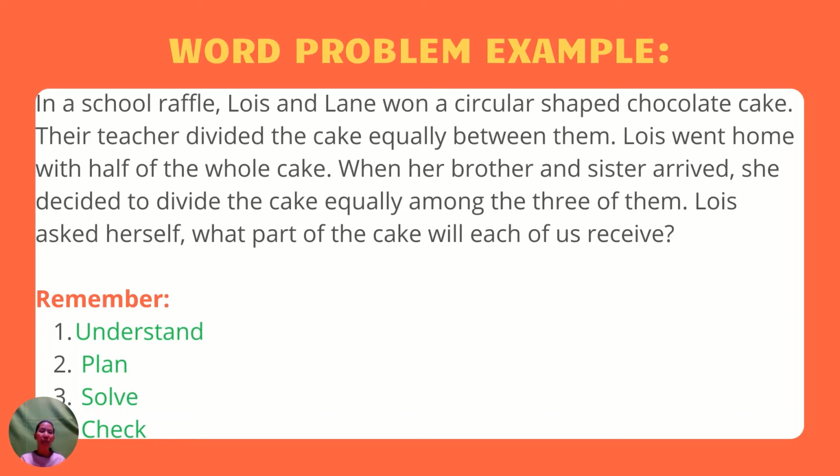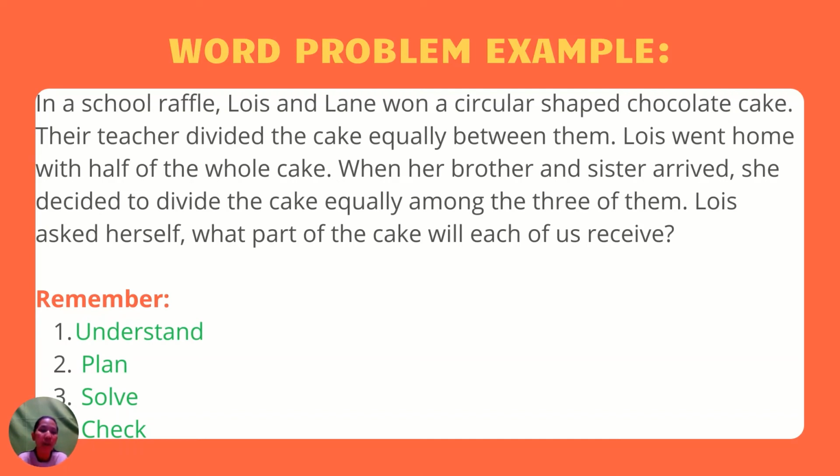Okay, in a school raffle, Lois and Lane won a circular-shaped chocolate cake. So, their teacher divided the cake equally between them. Lois went home with half of the whole cake. When her brother and sister arrived, she decided to divide the cake equally among the 3 of them. Lois asked herself, what part of the cake will each of us receive?